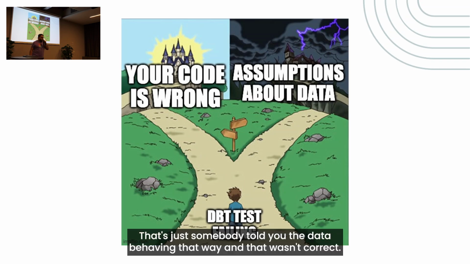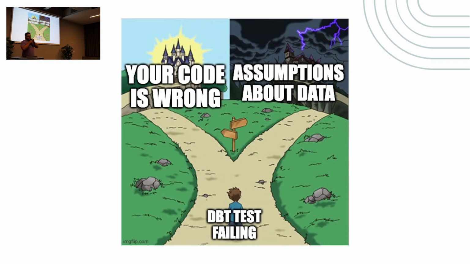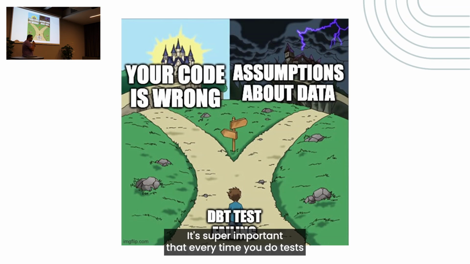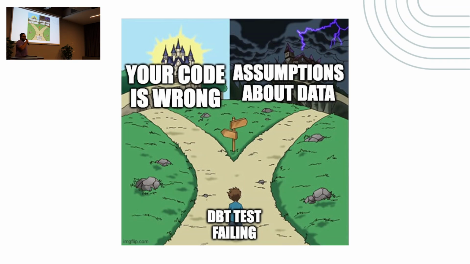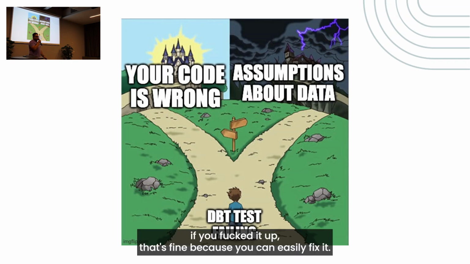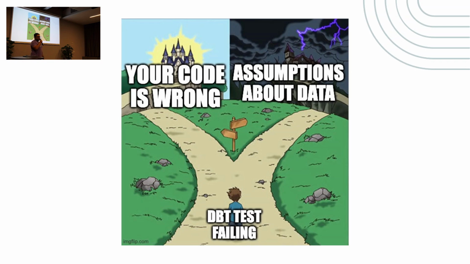That's just somebody told you the data behaved in a way and that was incorrect. It's super important that every time you do a test, you're very clear to yourself which of these two you are trying to figure out. And the reason why I put "your code is wrong" under the magic castle is because if you messed it up, that's fine because you can easily fix it.